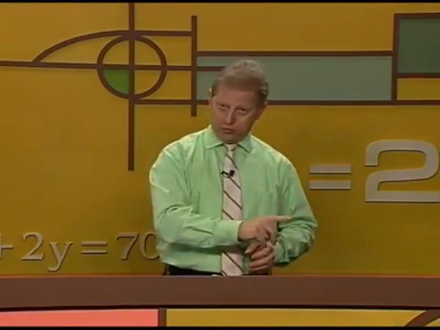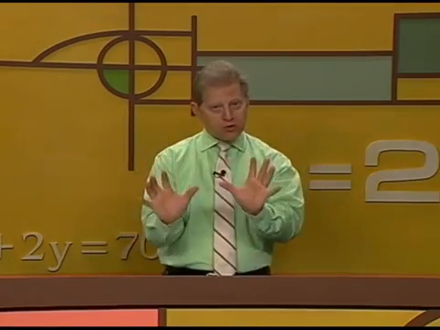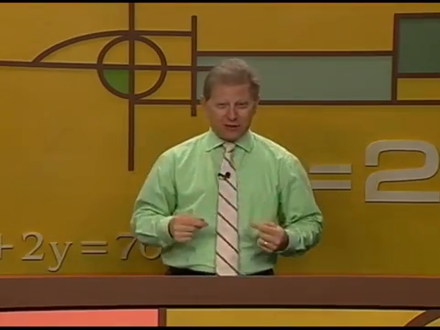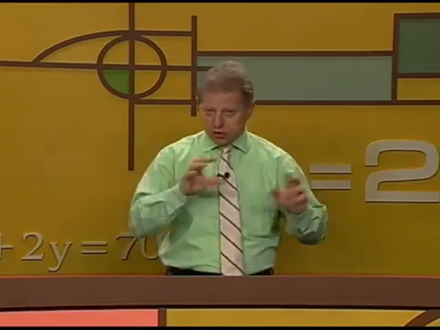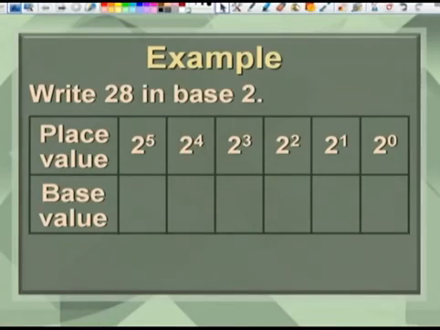Now, all we have to do is go backwards. If you're given a base 10 number, go back to base 2 or 5 or whatever it is. You've learned most of the concept. We're just going to tweak it a little bit in the chart table. So let's look at some examples. Write 28 in base 2. Remember, 2 to the 0 is 1.